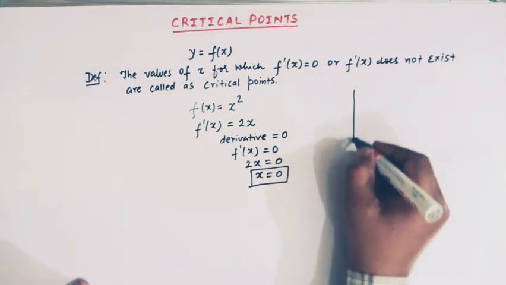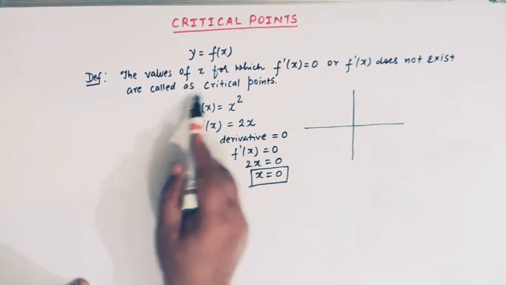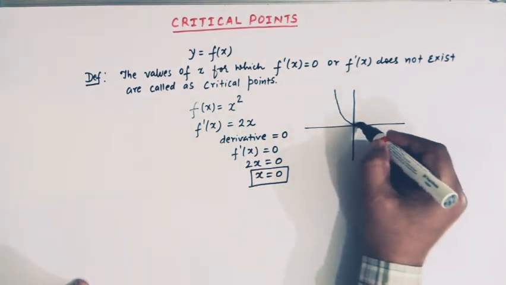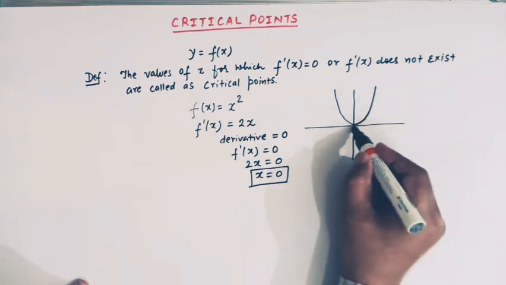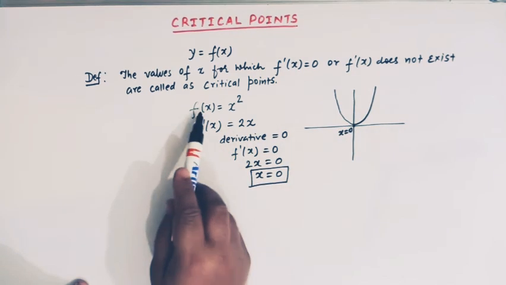Now we know that the graph of this function looks like this, and this is the point x is equal to 0, and this point is the critical point for this function.